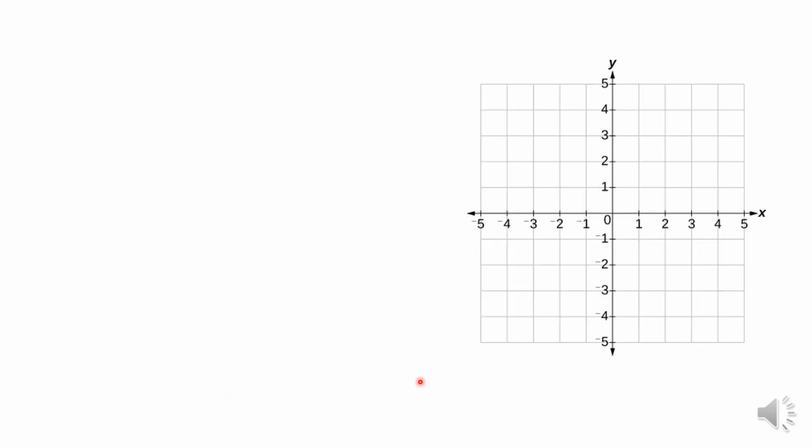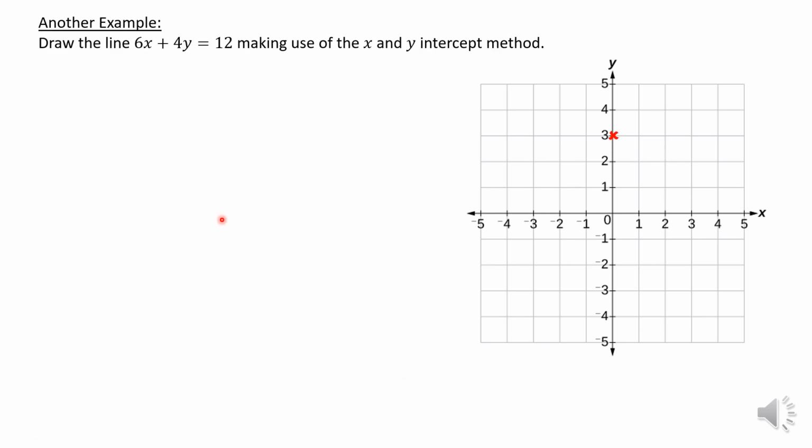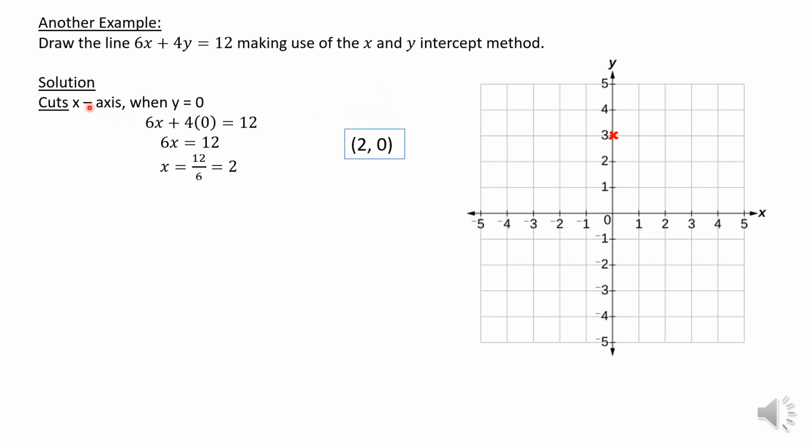So let's bring in something else. I'm going to do another example. Let's draw the line 6x plus 4y equals 12. So what we do is find out where the line cuts the x-axis by making y to be 0. And when I make y 0 and I handle the equation, I'm left with x is equal to 2. So this particular point 2, 0, I will plot.